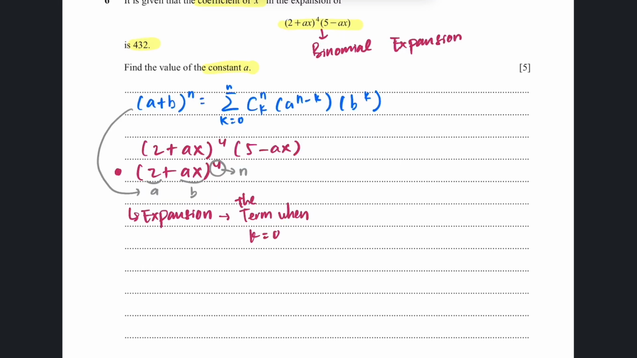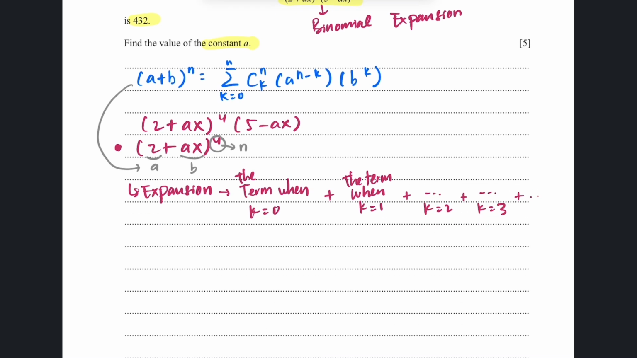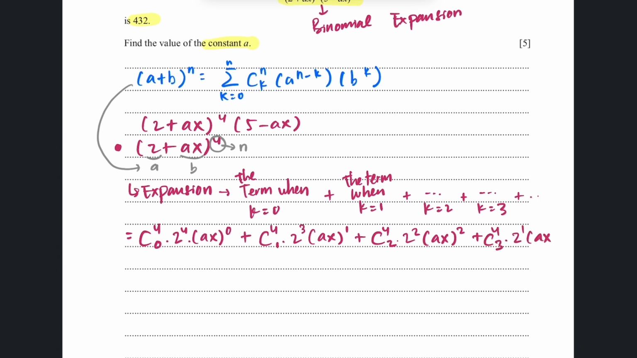So the expansion is the sum of all terms when k is 0, k is 1, and then k is 2, and up to 4, because the n here is 4. So now a here is 2, b here is ax. It will be 4c0 for the first term, 2 to the power of 4, and then ax to the power of 0. The next one will be 4c1, 2 to the power of 3, ax to the power of 1. Then 4c2, 2 to the power of 2, ax to the power of 2. Next is 4c3, 2 to the power of 1, ax to the power of 3. And the last one will be 4c4, 2 to the power of 0, ax to the power of 4.